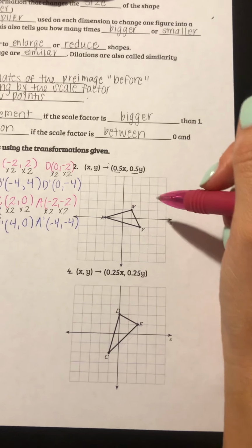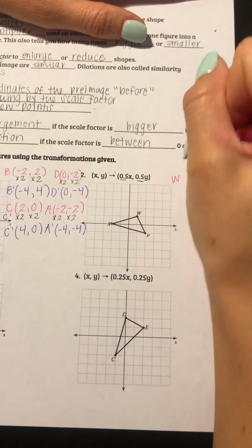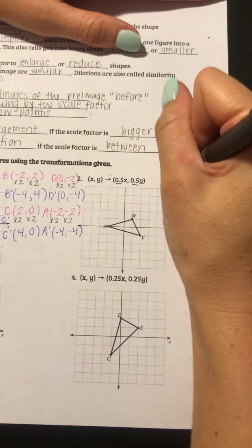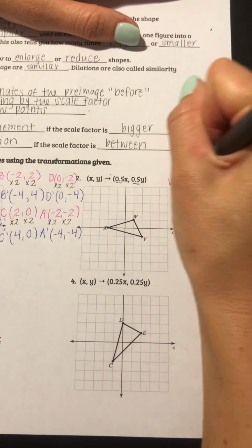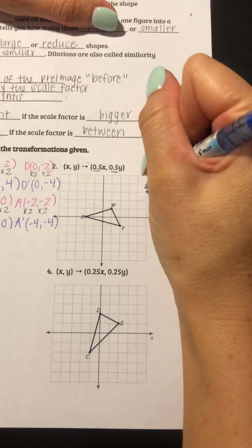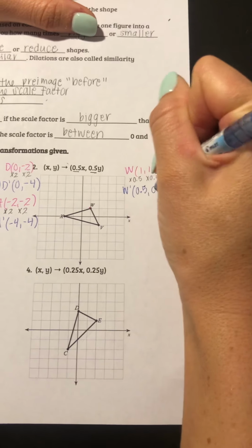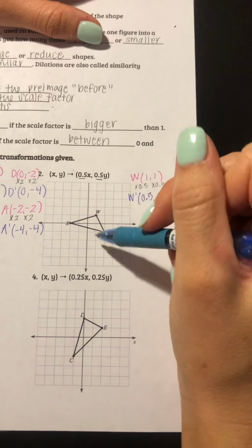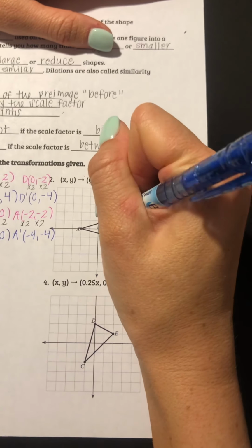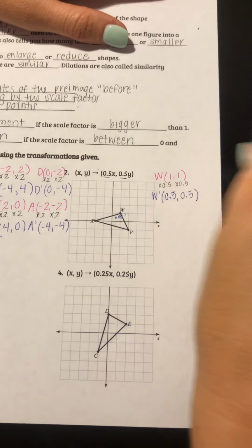So I'm going to do the same thing. I can start with W. That's 1, 1. And I'm going to multiply both of them by 0.5. Which gives me W prime at 0.5, 0.5. So when you go to plot it, there's no half marks, but just try your best to see. So 0.5 and then W prime.